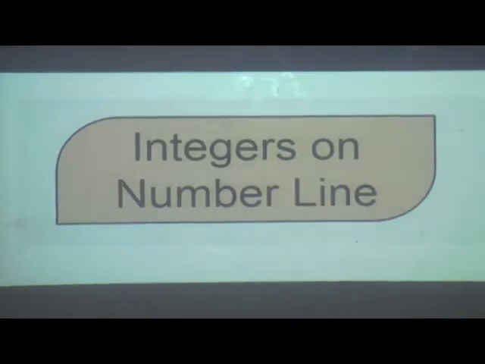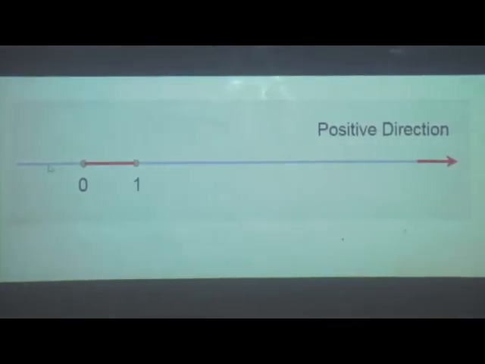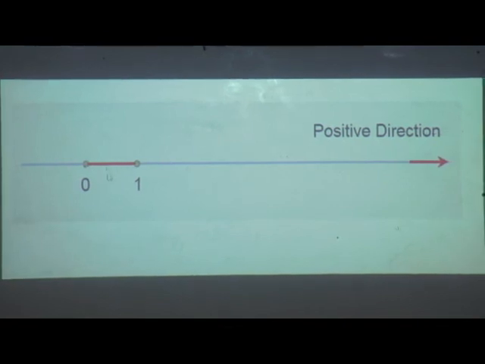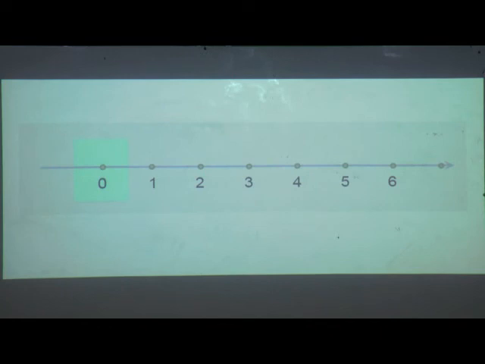Integers on a number line. Now we have to show the integers on a number line. The distance from 0 to 1 is called unit distance, and as we move in the right direction from 0, we move in a positive direction. All the numbers to the right side of 0 are positive numbers. Here you can see 1, 2, 3, 4, 5, 6. These numbers are to the right side of 0, they move in a positive direction, and all of them are positive numbers.